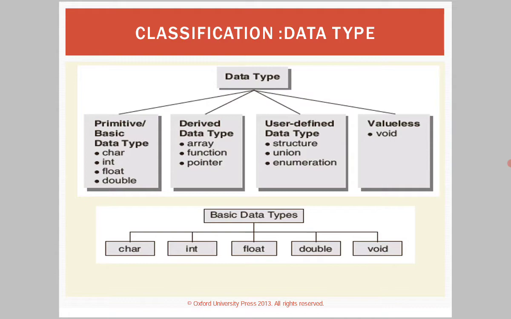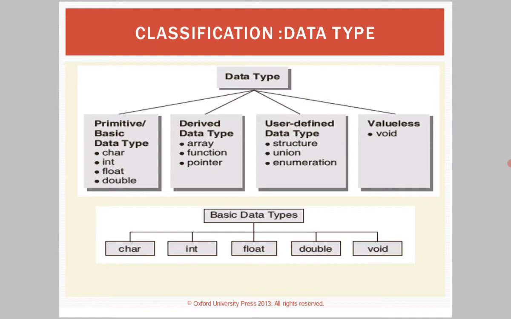So derived data types. What are derived data types? Derived data types are formed or created by using the primary or primitive basic data types. These are arrays, functions, and pointers. So arrays, functions, and pointers are called derived data types. Next is user defined data types. User defined data types means structures, unions, and enumeration data types. Next is valueless, which means void.